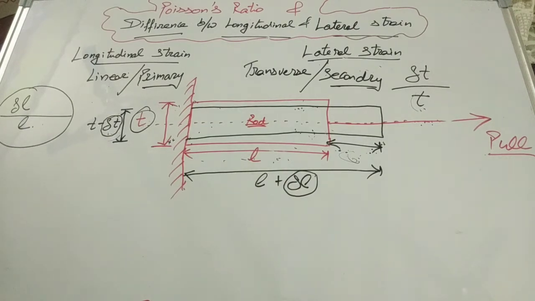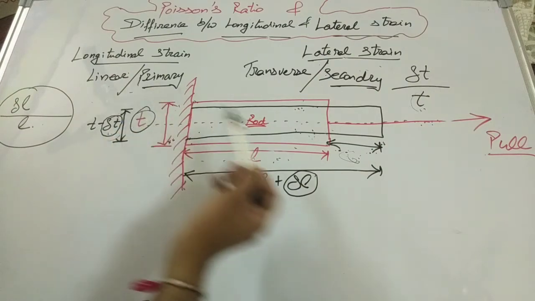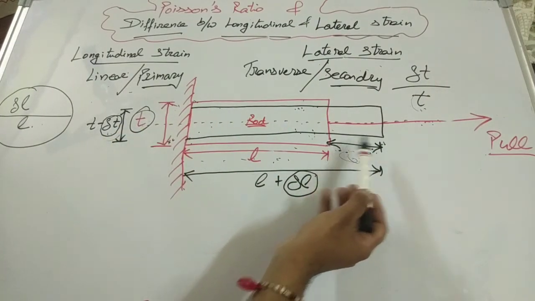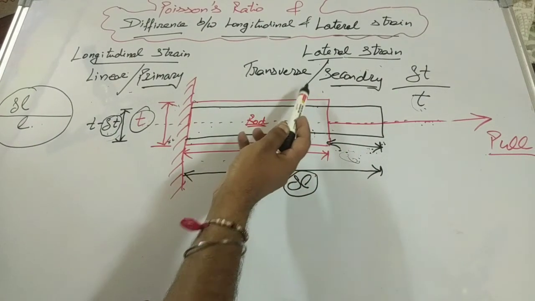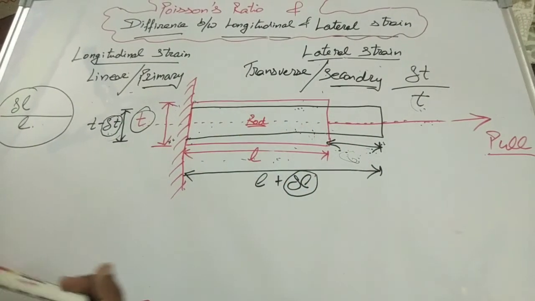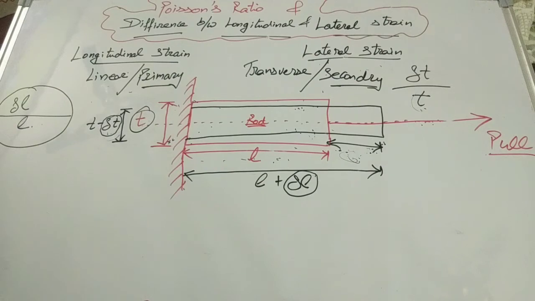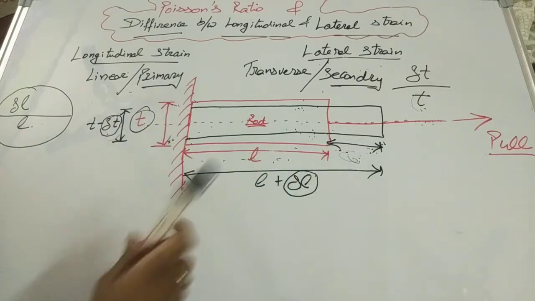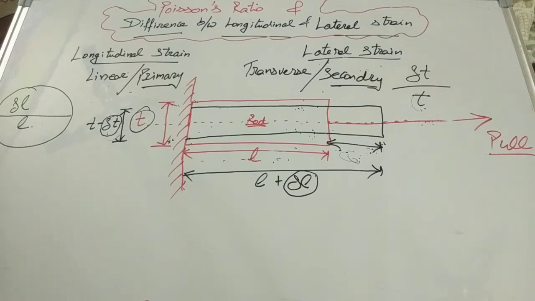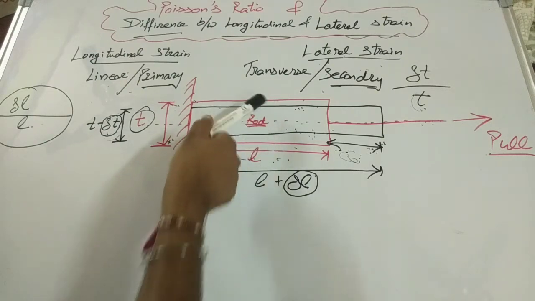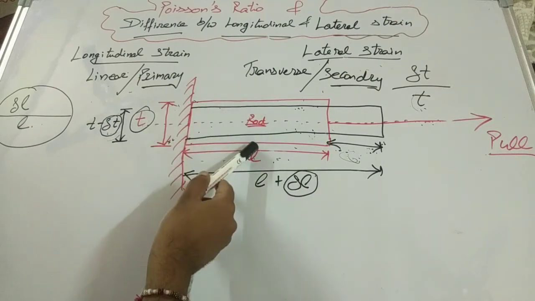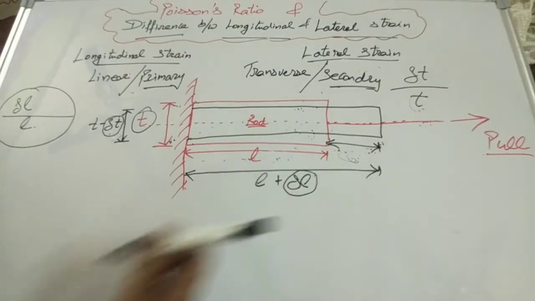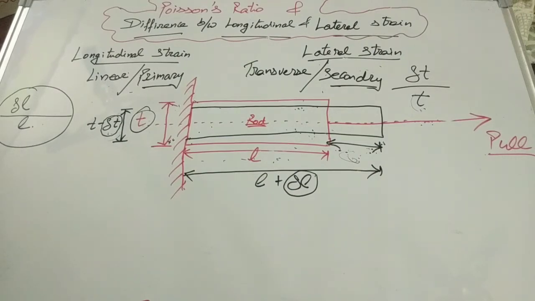In short, longitudinal strain will always be there parallel to the line of action of force, and the lateral strain will always be there at a right angle to the line of action of force. Clear, guys? From this complete concept we can conclude a statement: if longitudinal strain is positive, meaning an increase in length, then automatically lateral strain will be a decrease. Clear, guys? And if lateral strain is an increase, then automatically longitudinal strain will decrease. Clear, guys? This is a very important concept.